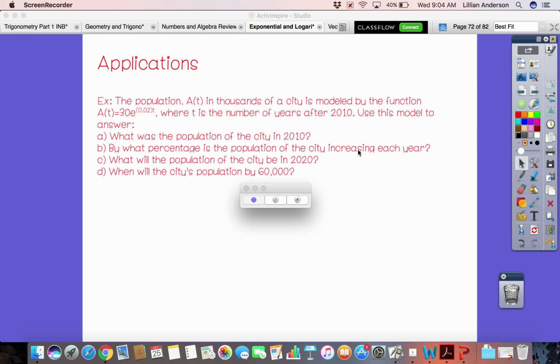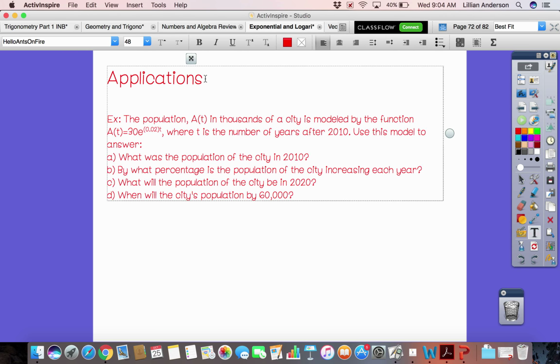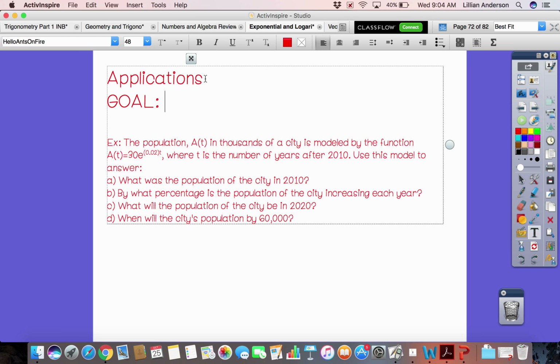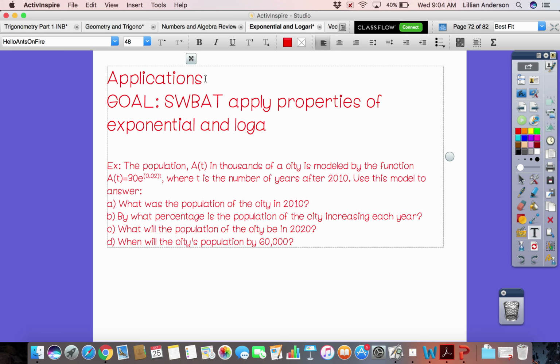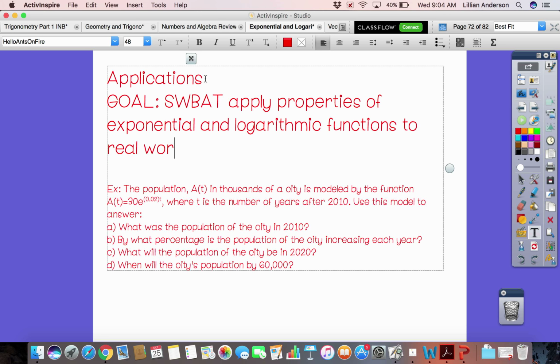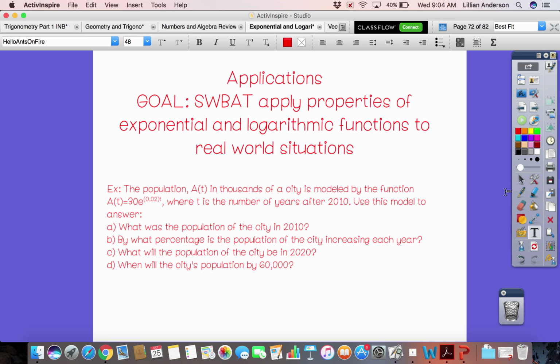All right, so today you guys are going to be doing applications of exponential and logarithmic equations. The goal for today, which I realize I did not type in here, but I need to make sure that I include that. The goal for today is that students will be able to apply properties of exponential and logarithmic equations or logarithmic functions to real world situations. That's your goal for today, okay? And so make sure you get that down as you're taking your notes.